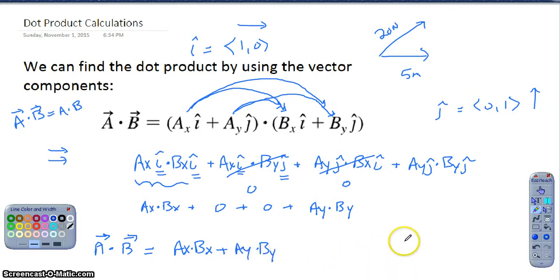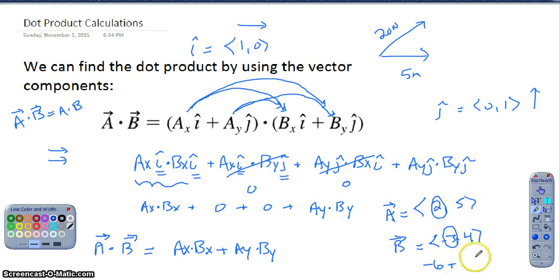I'll give you a quick example here, and then we'll do a few more examples. If I give you the vector (2, 5) as vector A, and then I give you another vector that's maybe (-3, 4), and I ask you to find the dot product between those, you just do x times x plus y times y. So 2 times -3, which is -6, plus 5 times 4, which is 20. So then the dot product would be 14, right?